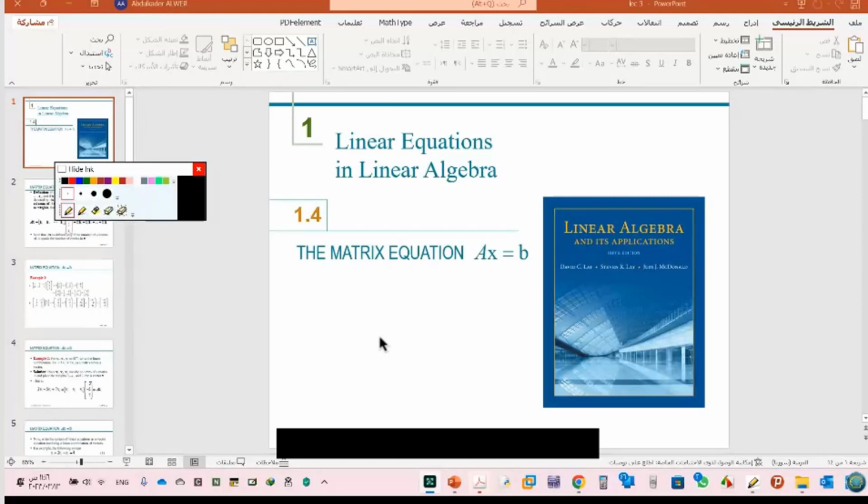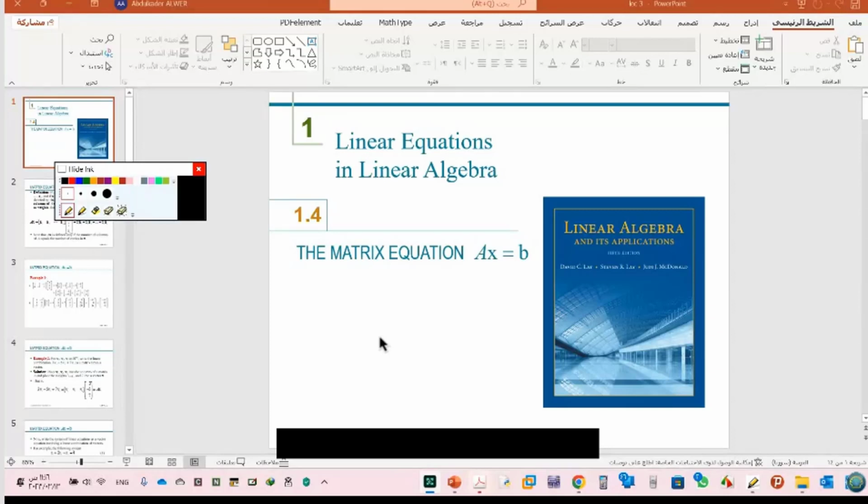Today we'll talk about something for matrix equation and how we can solve the matrix equation. Do you remember in the previous week we said that we have three forms for linear algebra? First of all is equation.